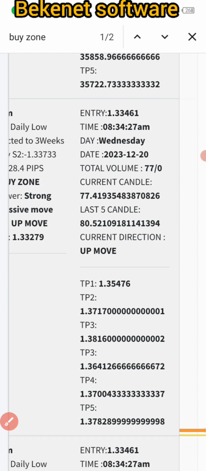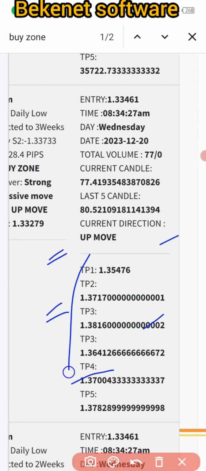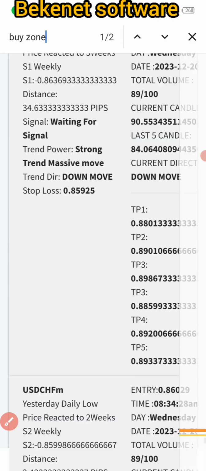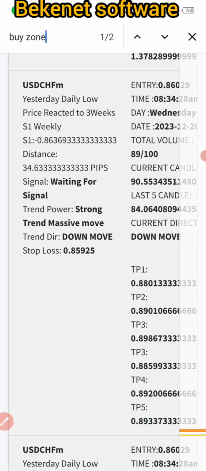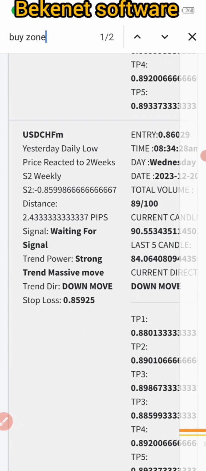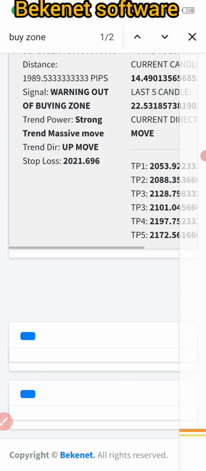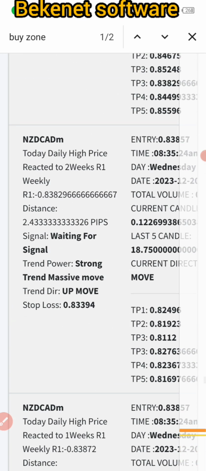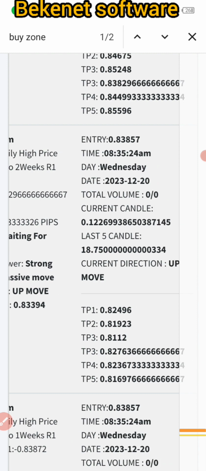Then all these ones you're seeing are just your take profit. So you can choose any of these take profits and plot it on your chart. Once price gets to that level, you can exit and look for another opportunity. Key level takes time. So whenever you see waiting, it will tell you please wait. Some it will tell you wait, some it will tell you out of zone, avoid it. So the only thing you need to look out for is what I just told you.